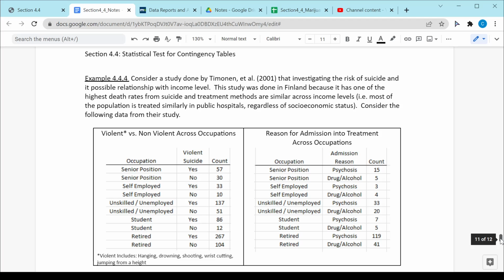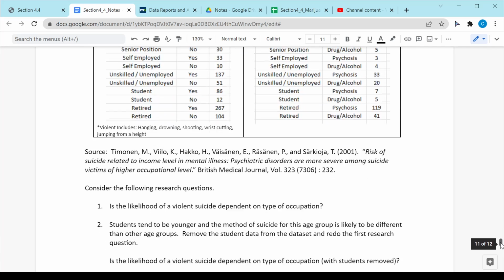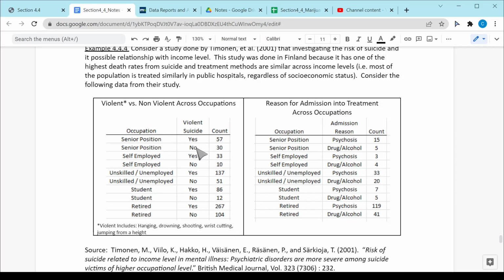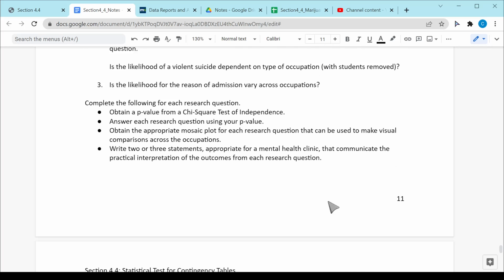The last couple of examples, example 4.4.4, I'm going to just hold off on. It's just doing a chi-square test between different occupations and whether or not an individual's suicide was a violent suicide. And then over here, I have different occupations and why they were admitted into a treatment program, psychosis or drug alcohol. So I will leave this example to you.